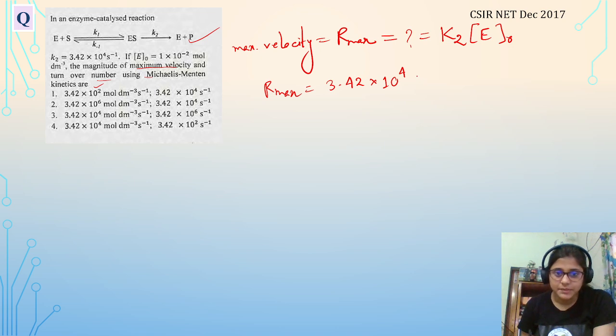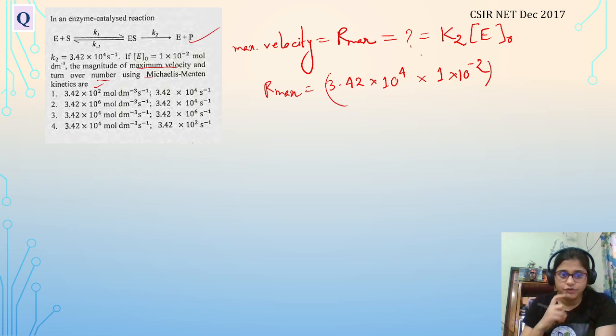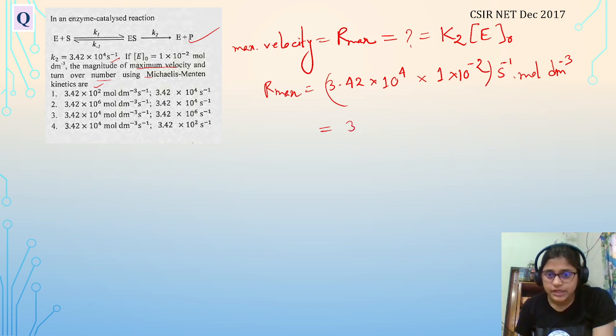So R max will be equal to K2 into E0, 10 to the power minus 2. And the unit, if you want to know, the unit of K2 is given as second inverse, into the unit of E0, which is mole into decimeter to the power minus 3. So it will be 3.42 into 10 to the power 2 mole decimeter to the power minus 3 and second inverse.